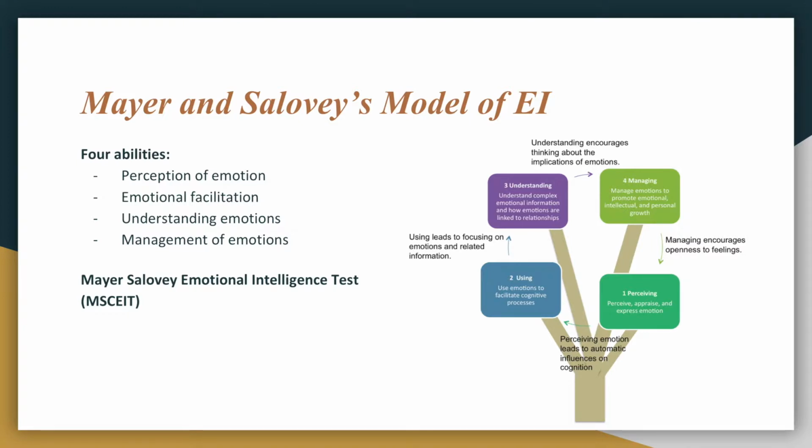All four of these abilities are ordered from basic to highest order, which develops as the individual matures. The model's test is called the Mayer-Salovey Emotional Intelligence Test and is composed of 141 items measuring the four branches. The test has two area scores: the experimental, which includes perception and facilitation, and the strategic, which includes understanding and managing.